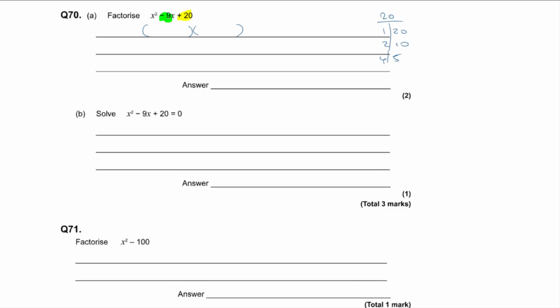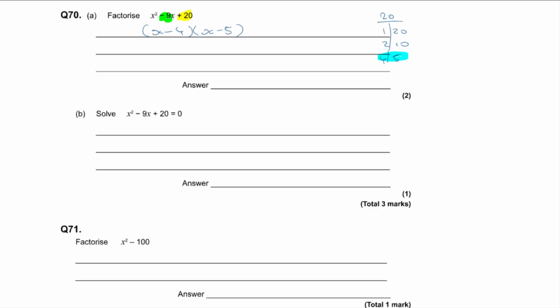So I'm thinking it's this pair here, but with minus signs in front of them, so it must be x minus 4, x minus 5. So the minus 4 times the minus 5 is plus 20, and the negative 4 plus the negative 5 is negative 9 when you multiply it out.